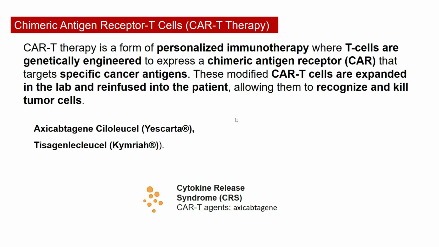Other drugs are called chimeric antigen receptor CAR T therapy. What exactly is this therapy? Unlike the others, this is a personalized immune therapy. T cells are taken from cancer patients and genetically modified, engineered to express a chimeric antigen receptor that targets specific cancer cells. These modified CAR T cells are expanded in the lab and reinfused into the patient, which allows them to recognize and kill the tumor cells. This is very unique, and there is one serious toxicity associated with it: cytokine release syndrome, a serious immune reaction to these drugs.